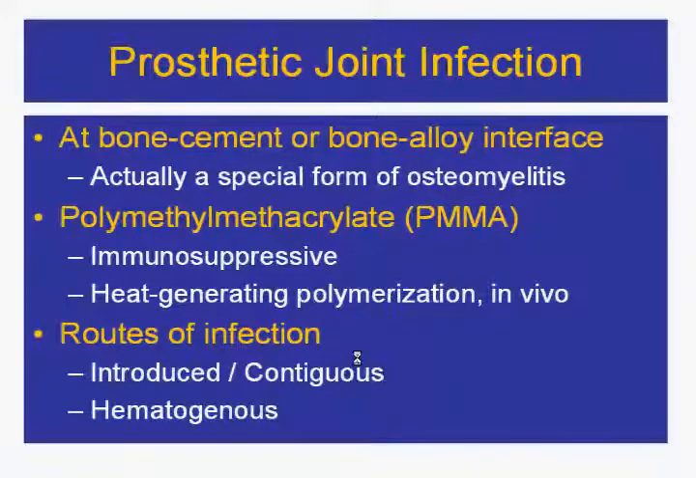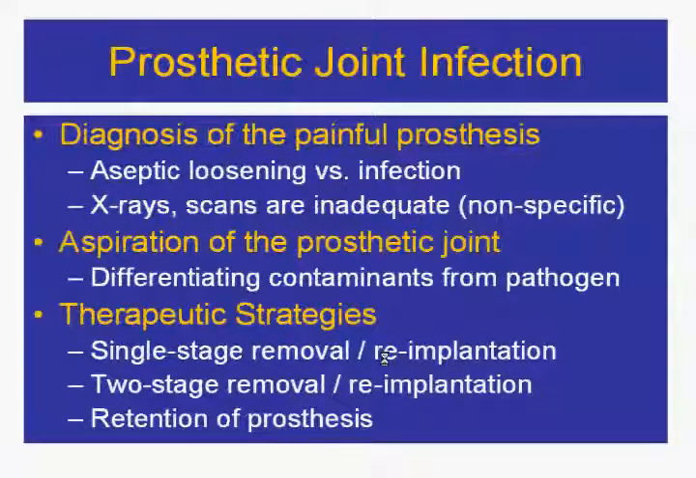The routes of infection are introduced, contiguous, and hematogenous, except it's impossible to tell the difference between introduced infection, that being one that's in and around the prosthesis that then appears at the surface by drainage, or contiguous, meaning like a suture abscess where the infection went down and caused infection of the prosthesis. So this as well. The diagnosis is really that of a painful prosthesis. Bear in mind that for every infected prosthesis, there's 4 or 5 that are painful and are just loose or have some other mechanical issues and are not infected.